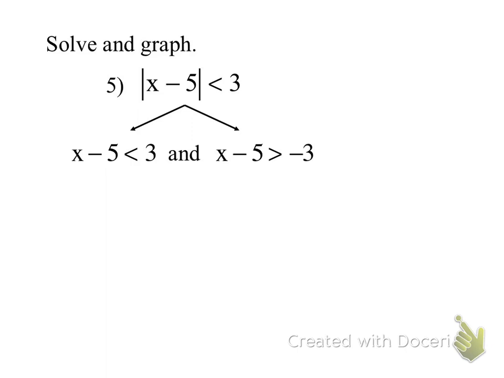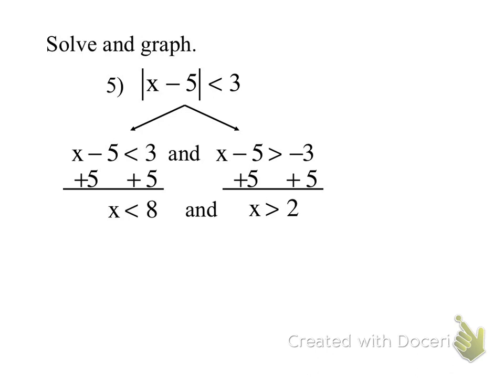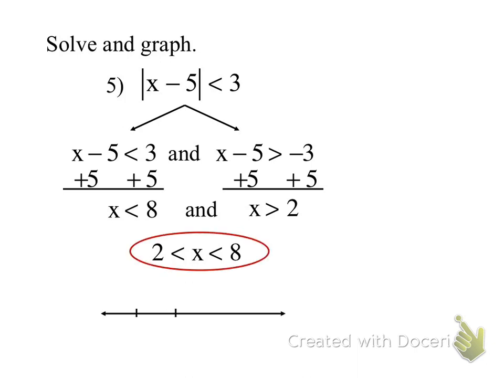Let's check our work. We're going to use properties of equality. Add 5 to both sides. You get x is less than 8. We're going to add 5 to both sides. X is greater than 2. It's an "and" statement, so we go from minimum to maximum: 2 is less than x, which is less than 8. And then we graph it. How many lines? One line, opening at 2, stopping at 8.